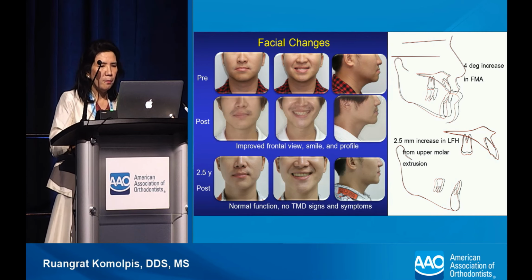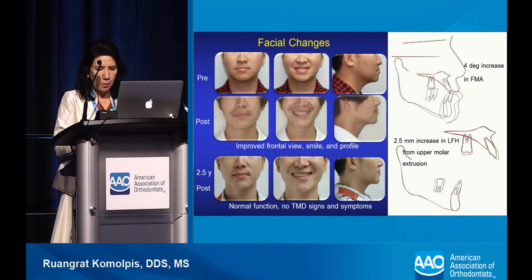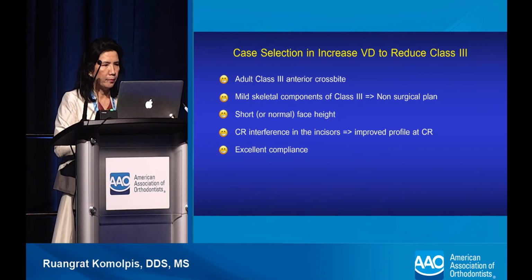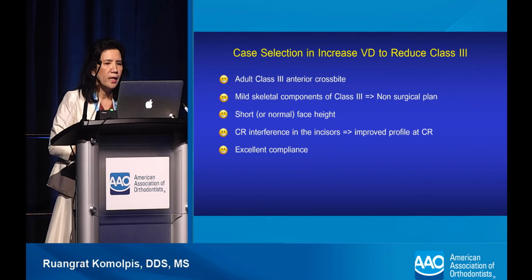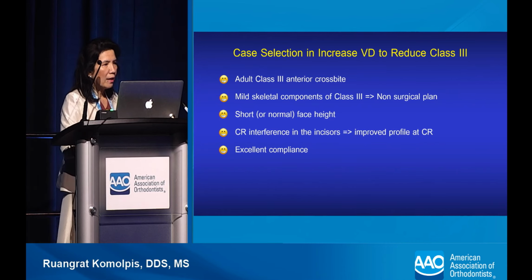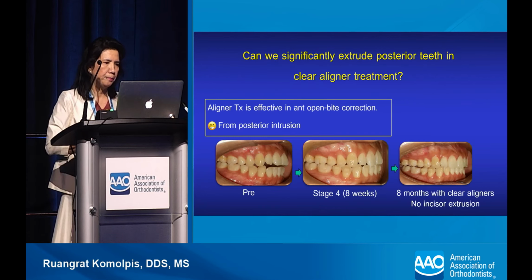At 2.5 years post-treatment, the bite is stable and he has normal function. So case selection in increasing vertical dimension to reduce class 3, I would use that in adult class 3 anterior cross bite, mild skeletal component of class 3, so we can do non-surgical plan, has short or normal face height. At CR, they have interference in the incisors, and when you have them bite in CR, you can see that they have improved profile and definitely need excellent compliance.